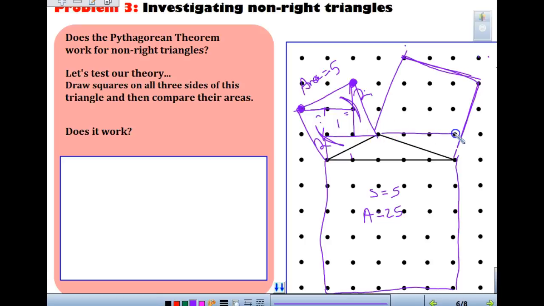In this one over here, if I'm looking at, I have 4 in the middle, right? So my total area is way more than 4. These two together make 3. These two together make another 3. Area is 10. So the question is, does our theory work? And in this case, no. Why not? It only works for right triangles.